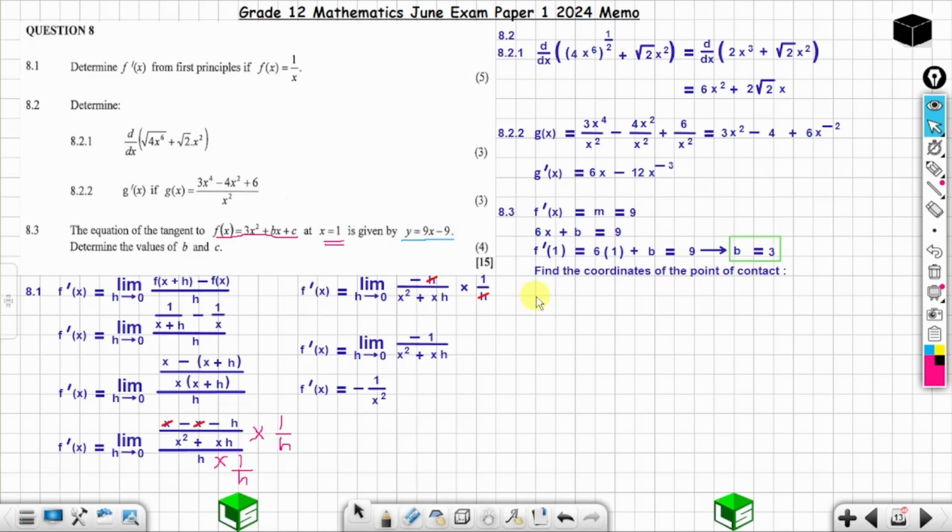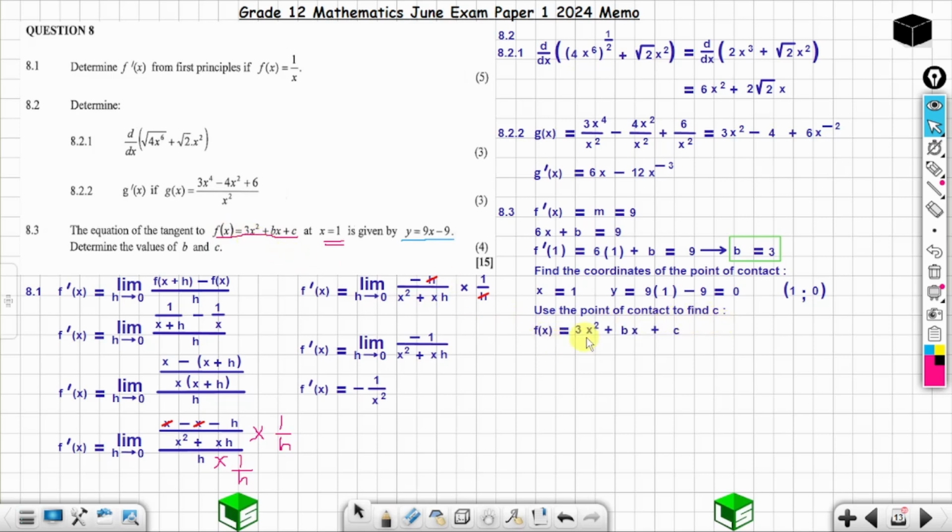So x is equal to 1. Now y is equal to, you plug in x. Okay, you have 9 minus 9, which is 0. So this is the point of contact between f of x and y. Okay, now you can use this point in f of x to find c. So use the point of contact to find c.